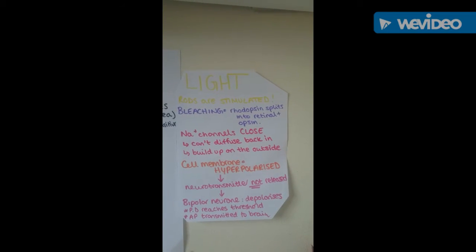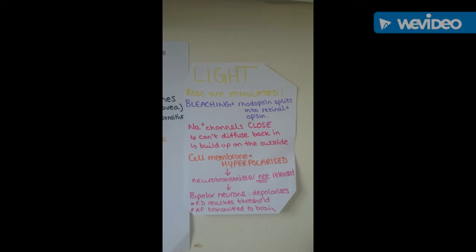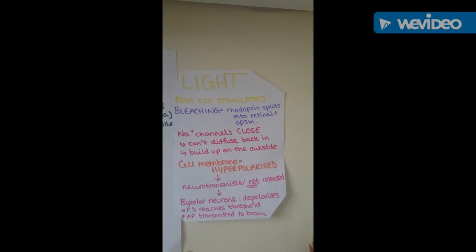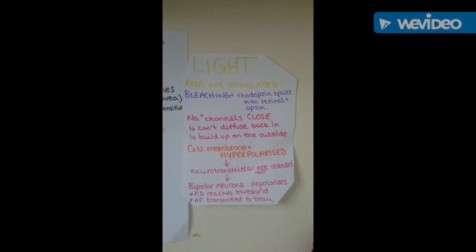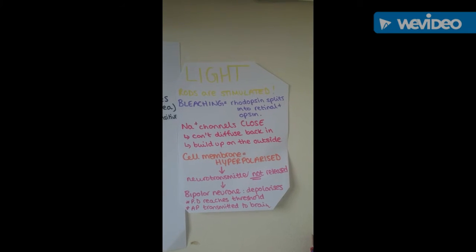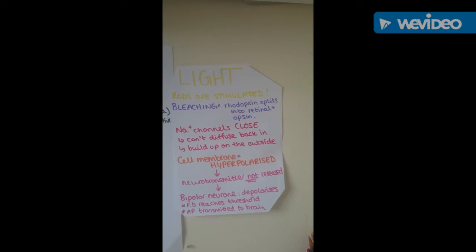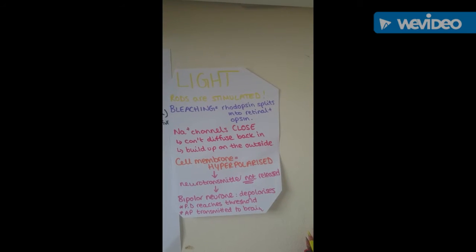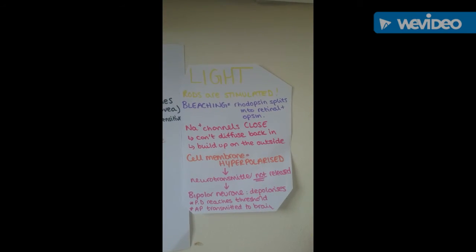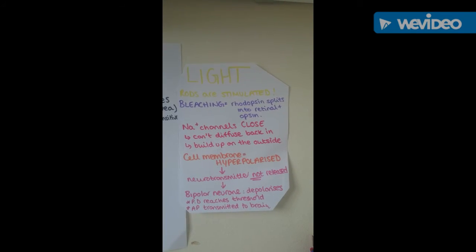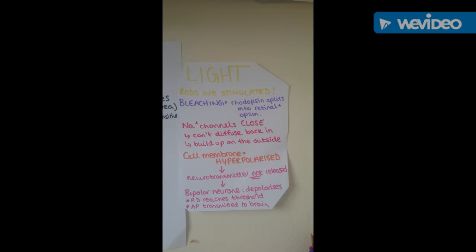This bleaching causes the sodium channels to close, and so the sodium ions are moved out of the cell but cannot diffuse back in. So they start building up on the outside. Once they build up on the outside, the inside of the membrane is much more negative. This causes the cell membrane to be hyperpolarized. So there is a difference in charge.